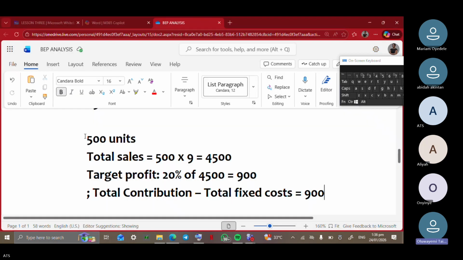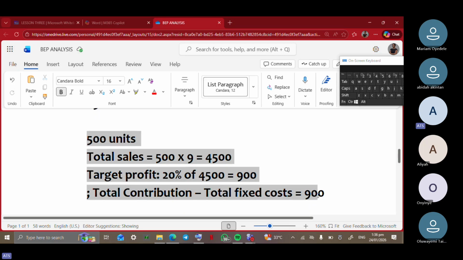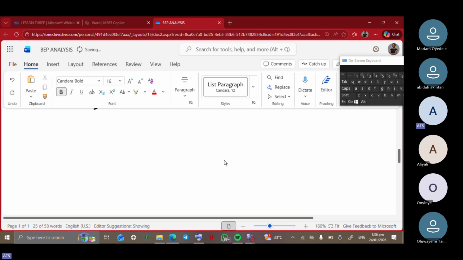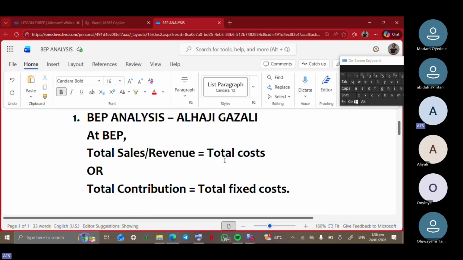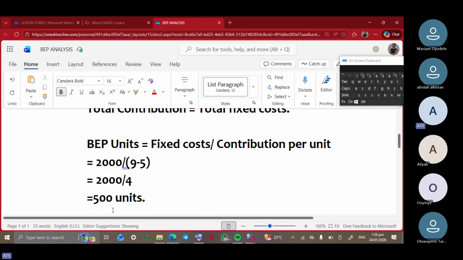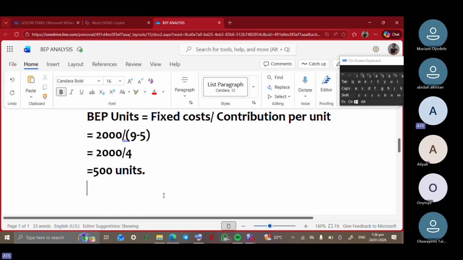Yes, ma'am. So there are two different questions entirely. We found out the first one: how many units should we sell to break even? How many units should we sell to make sure that our total sales will be equal to our total cost? We can now check this. Let's check if this is correct. If we are selling 500 units, how much is our selling price? I want to check.